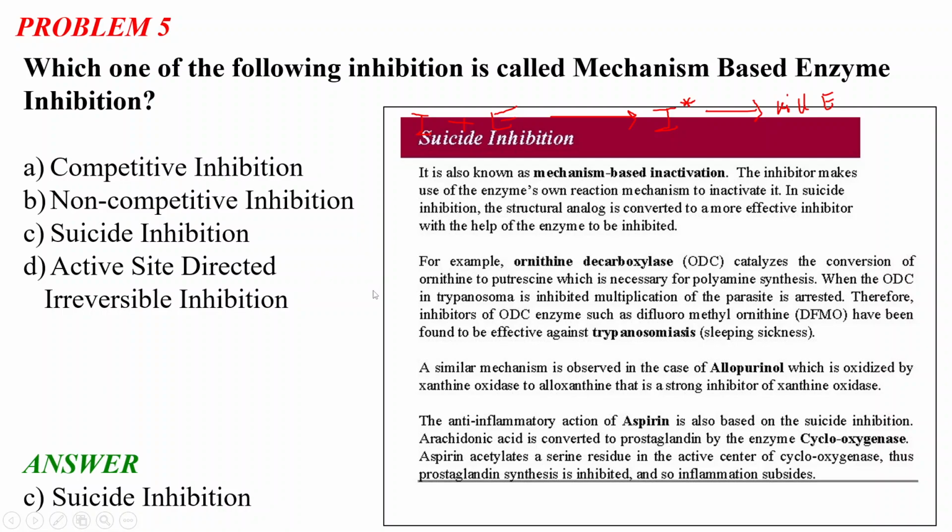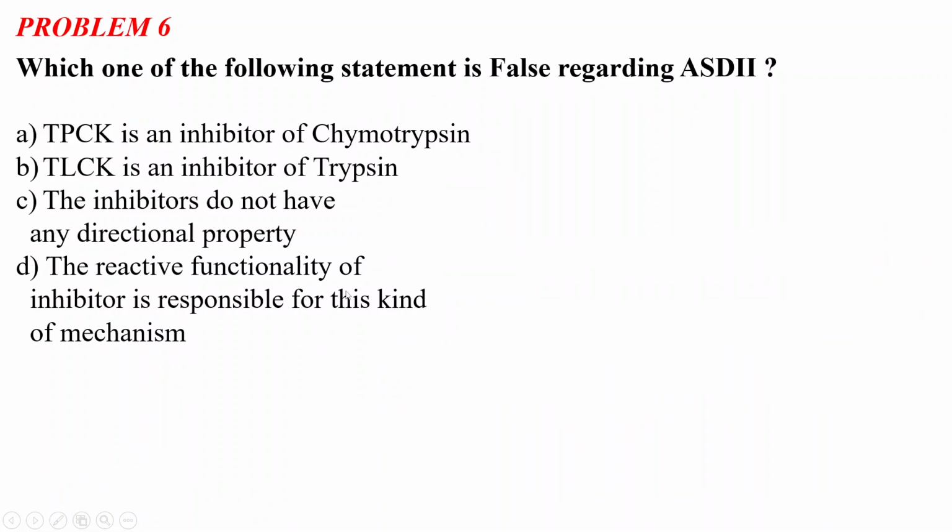Next, moving on to the next problem. Which of the following statements is false regarding ASDII? ASDII stands for active site directed irreversible inhibition. The options are: A, TPCK is an inhibitor of chymotrypsin; B, TLCK is an inhibitor of chymotrypsin; C, the inhibitors do not have any directional property; D, the reactive functionality of the inhibitor is responsible for this kind of mechanism.